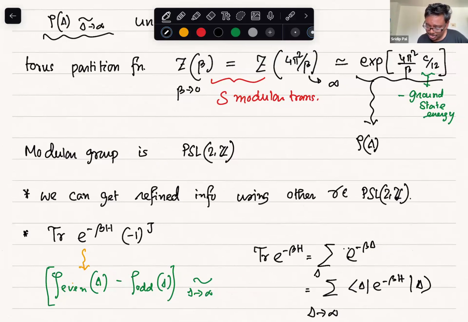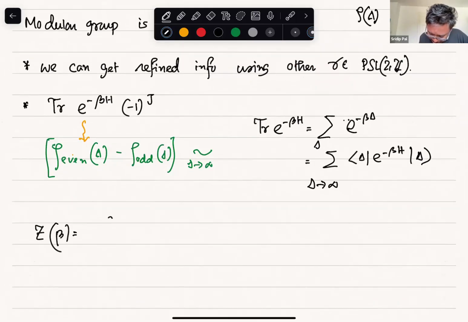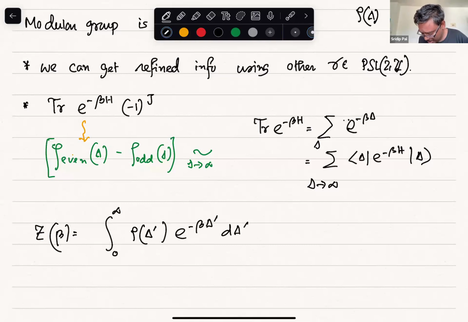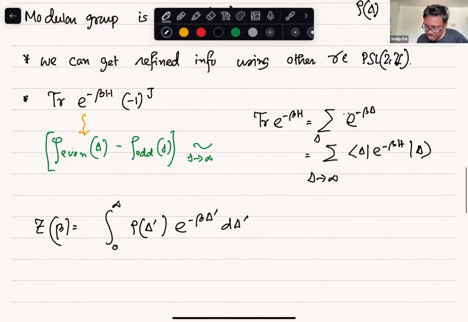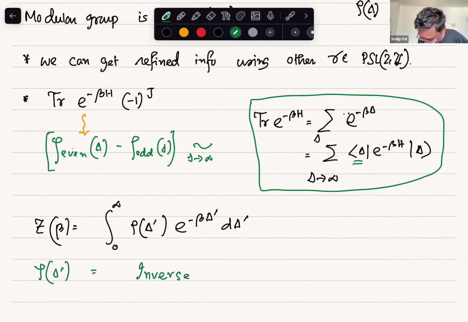And why do I get this? Let me write it down here. Z(β) can also be thought of this way: integral from 0 to infinity, ρ(Δ') e^(-βΔ') dΔ'. From this expression you can see that in the β going to 0 limit, most of the contribution comes from the Δ going to infinity limit. So the idea is that ρ(Δ') is the inverse Laplace of Z(β) in the β going to 0 limit.